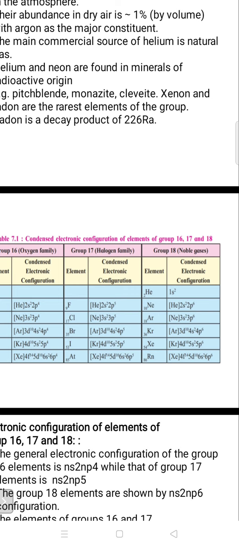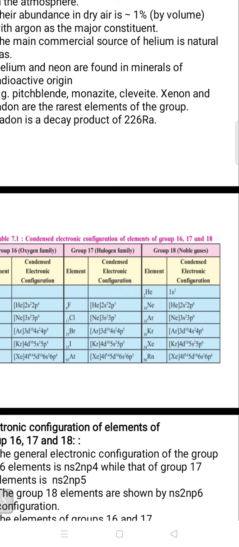We'll start from neon now. Its outermost configuration is 2s2, 2p6. Then argon 3s2, 3p6. Krypton 4s2, 4p6. Xenon 5s2, 5p6. Radon 6s2, 6p6.